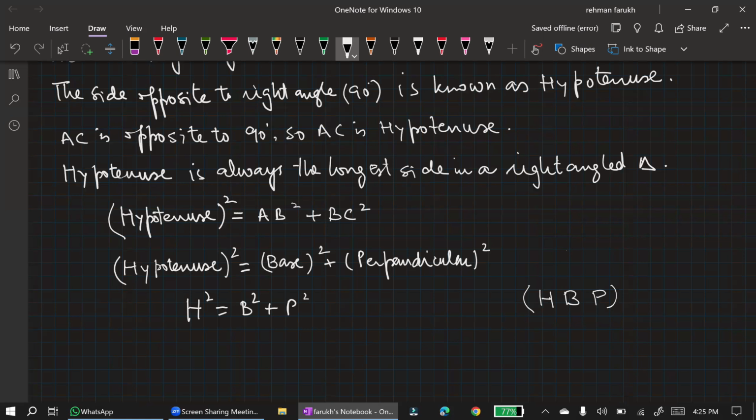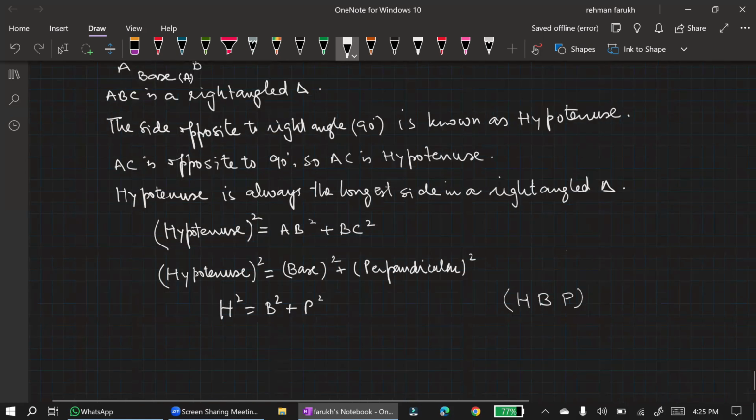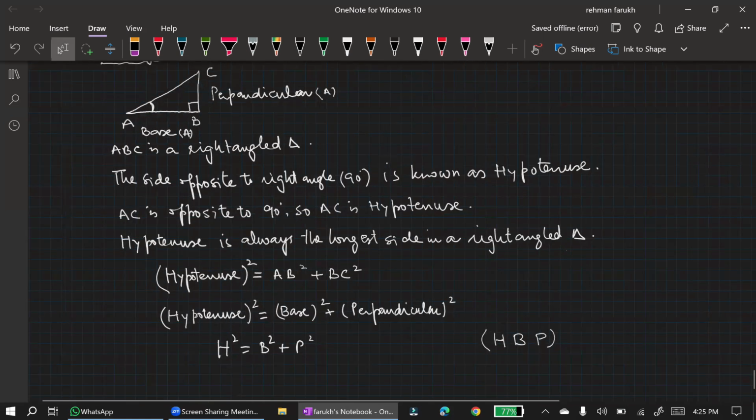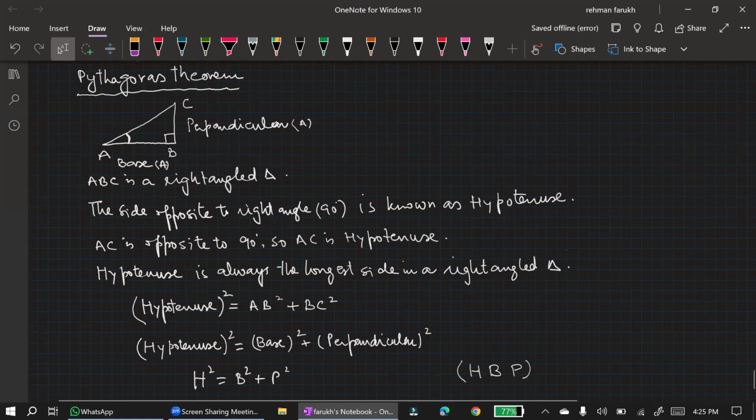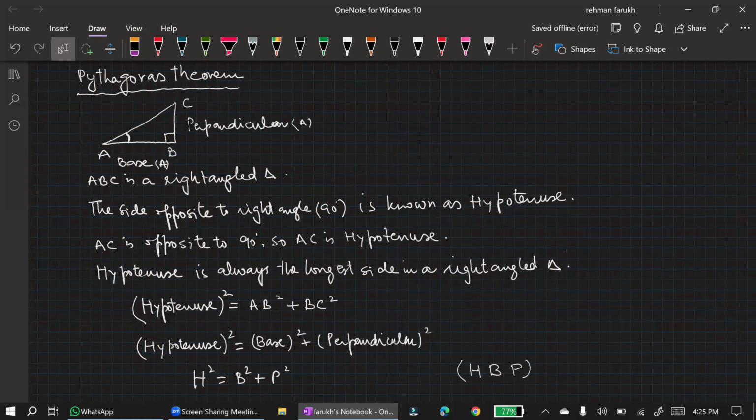Okay, sir. Is there any confusion about the right angle triangle, about the perpendicular, base, or the hypotenuse? You may ask about your queries.